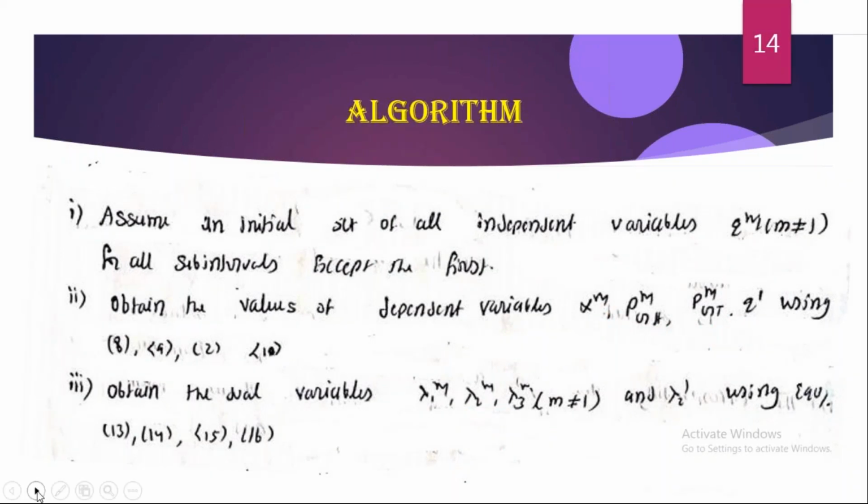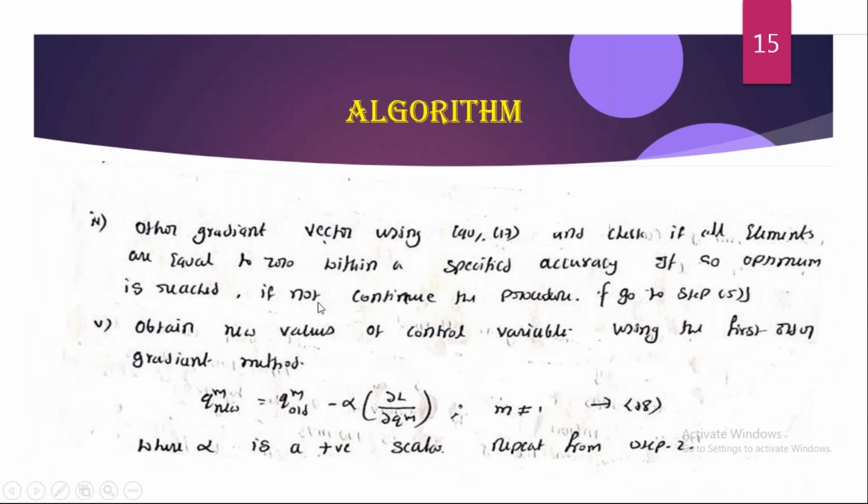Next. In the fourth step of the algorithm, after finding lambda 1, lambda 2, lambda 3, we have to check the balanced conditions. If they are not equal to 0, see here. If they all equal 0, then within a specified accuracy the optimum is reached. So whenever we get 0, then it reaches the optimum condition. If not, continue the procedure from step 5, which means that again we have to use new values.